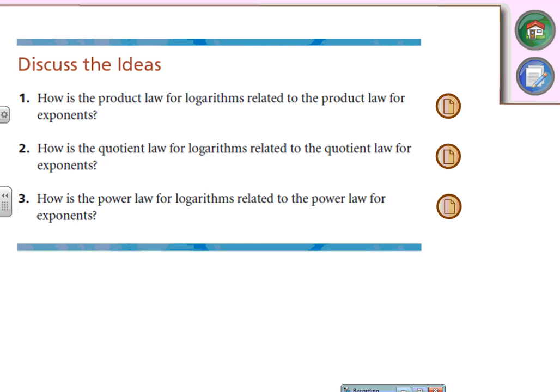Very important question here. Let's relate your log laws to your exponent laws. How are they related? That way you can remember back and forth a little bit. Even though the exponent laws are not on your formula sheet, you can use your log laws to find your exponent laws, or vice versa if you need.